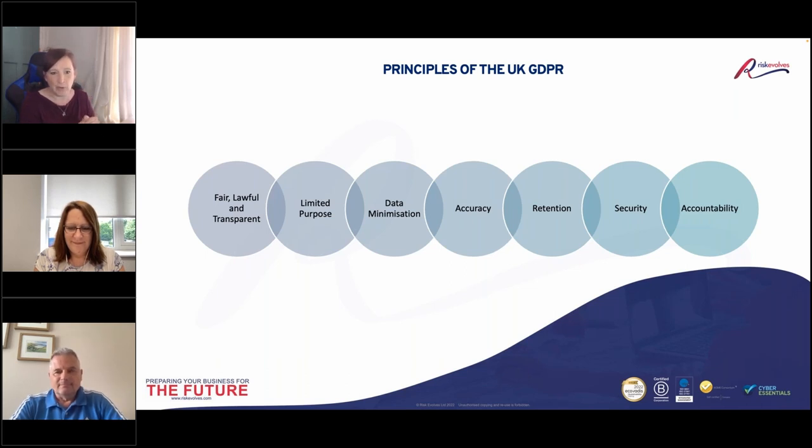And then the final principle that we have is something called accountability. Accountability is basically being responsible for what you do, being able to demonstrate that you're doing all of those previous six principles. So you document what you're doing, how you're doing it, why you're doing it, and being able to demonstrate that should anybody ask, whether that be a regulator, a supplier or a client. You need to be able to be accountable for what you're doing and demonstrating the what and the why.